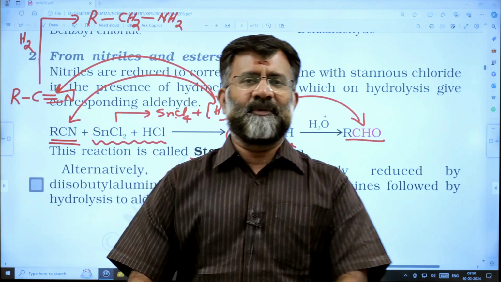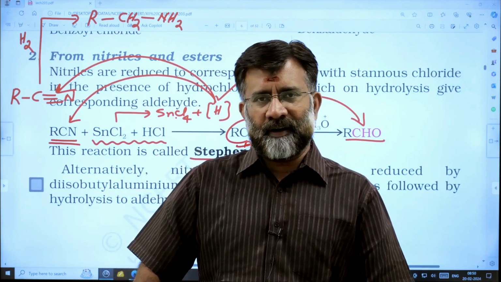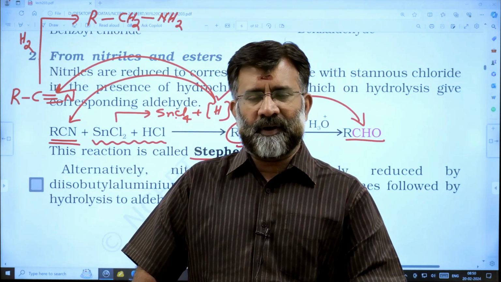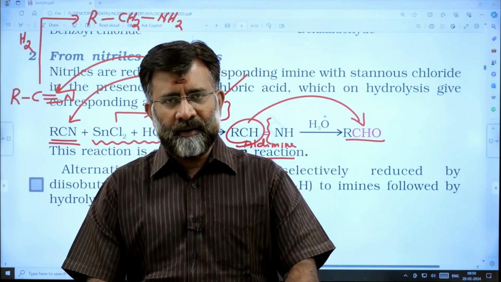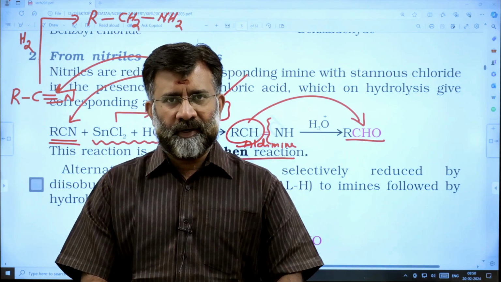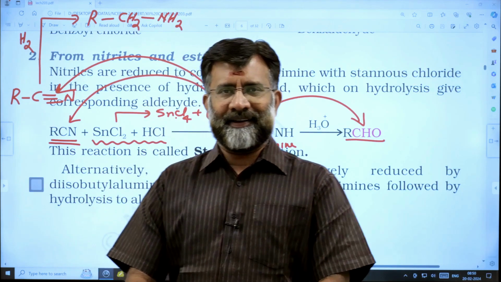So, Rosenmund reduction and Stephen's reduction. In Rosenmund reduction, acid chloride is converted to aldehyde. In Stephen reduction, nitriles are converted first to imine, and from there it is converted to aldehyde. Okay.